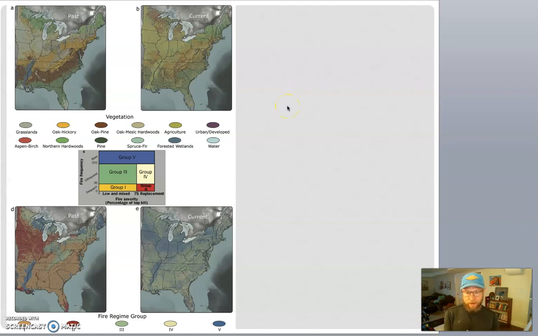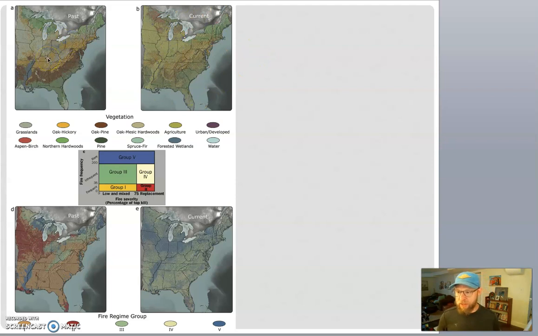You had access to a couple of these maps when you were thinking about the climate and the disturbance patterns associated with different forest cover types. And so this is actually the whole figure that I pulled those panels from. On the top two panels, A and B, are the different forest cover types. This is from the past, and this is current.